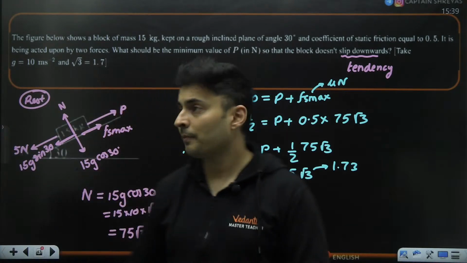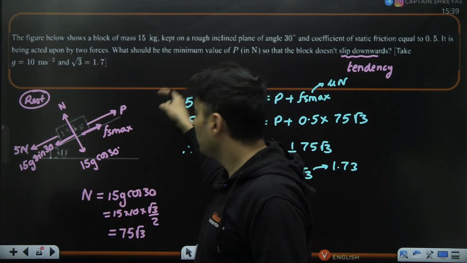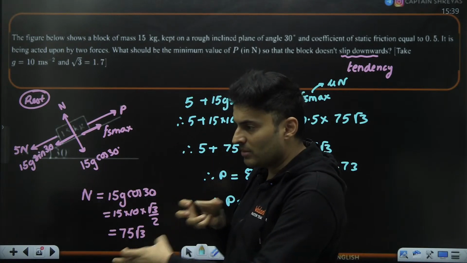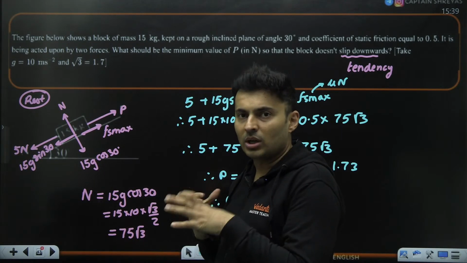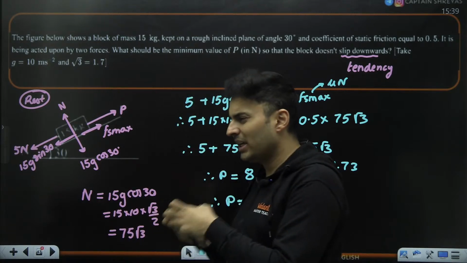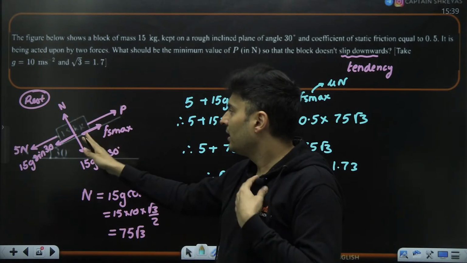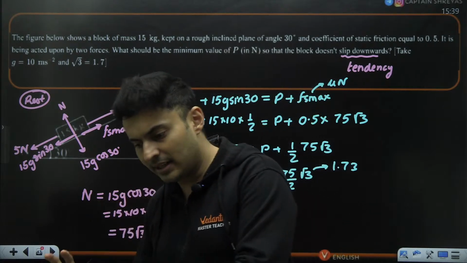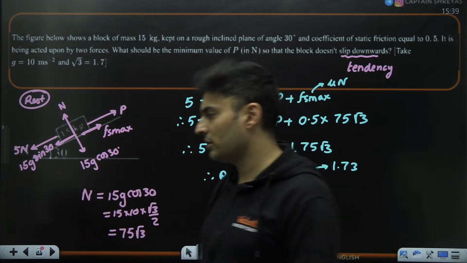I have seen many people think that because I'm pulling it up, friction will act down. No. See, I'm just preventing it from sliding down. I'm pulling it up because I know it will slide down. So I'm pulling it just enough so that it is prevented from sliding down. So when it has a tendency to slide down, friction will act upwards.